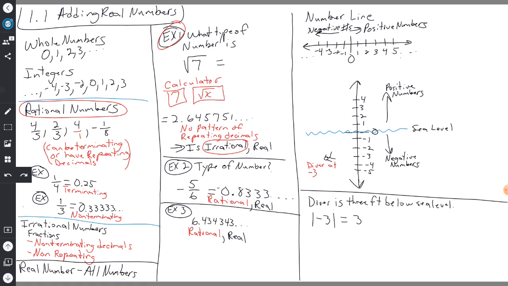Because we have 6, 4, 5, 7, 5, 1, and if you look in your calculator after making that square root of 7 calculation, you'll see that the numbers do not repeat in some type of pattern. So there's no pattern of repeating decimals. That's what makes it irrational.